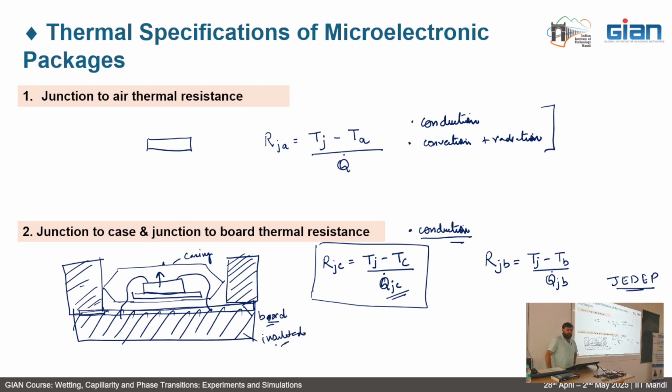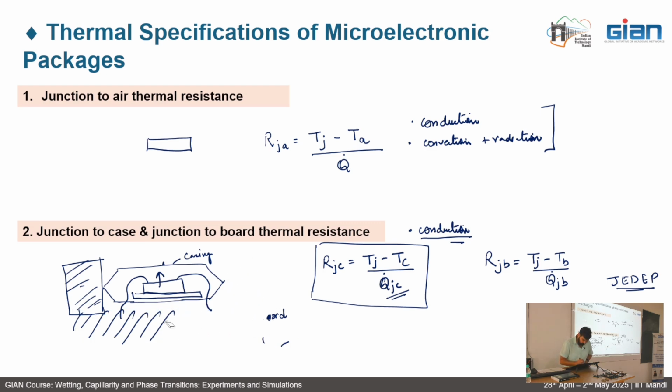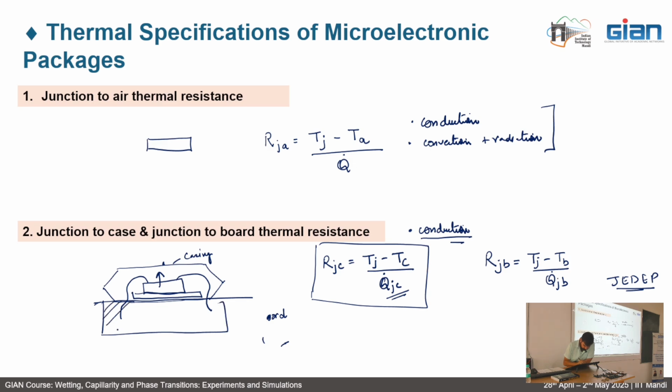Similarly, in the case of RJB, where we have to find how much heat transport occurs from the junction to the board, in that case what we do is, okay, I'll draw it here. Again, in this case we install insulation on the bottom side and on the top side.